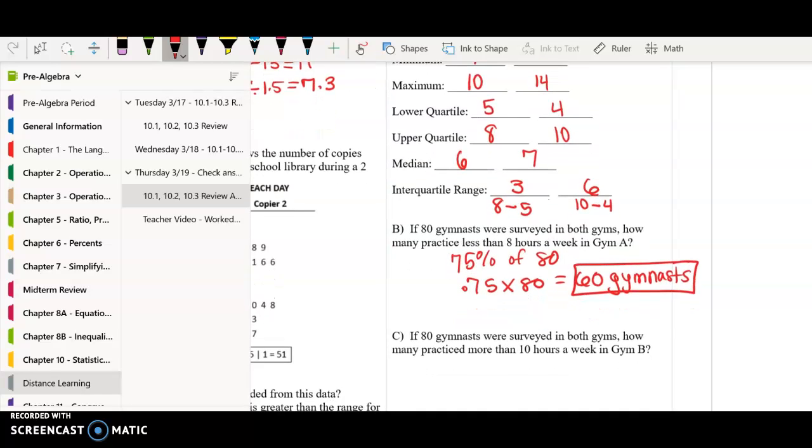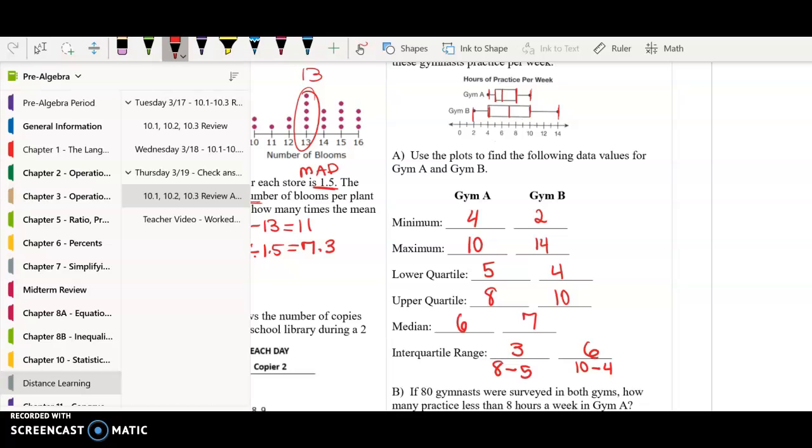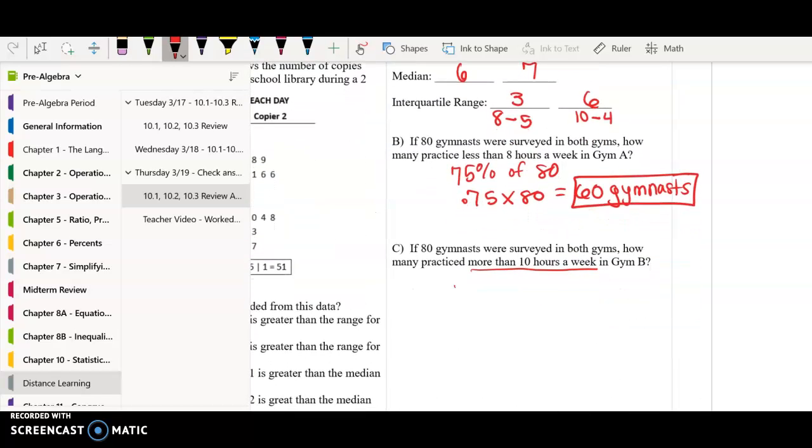Okay, so for C, if 80 gymnasts were surveyed in both gyms, how many practice more than 10 hours a week in gym B? So gym B, more than 10 hours a week would be 25% of the data. So I would do 25% of 80. So 0.25 or 1/4 of 80, which gives me 20 gymnasts.